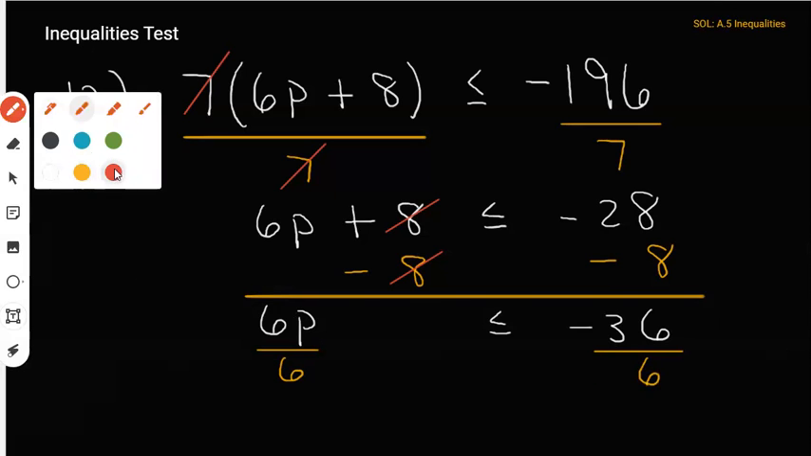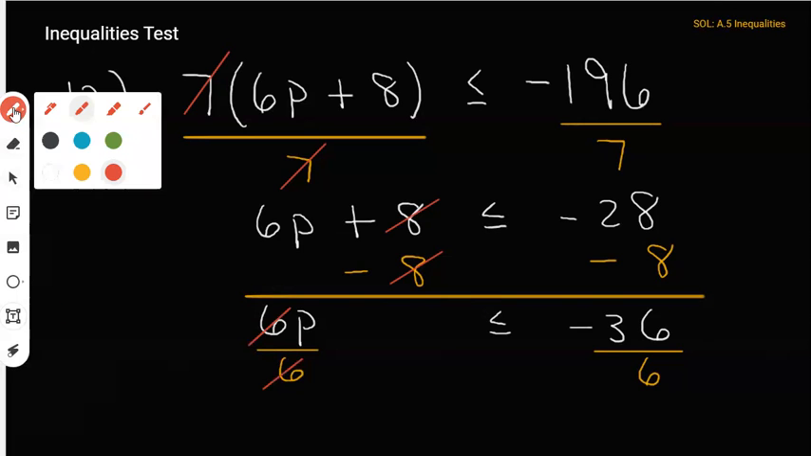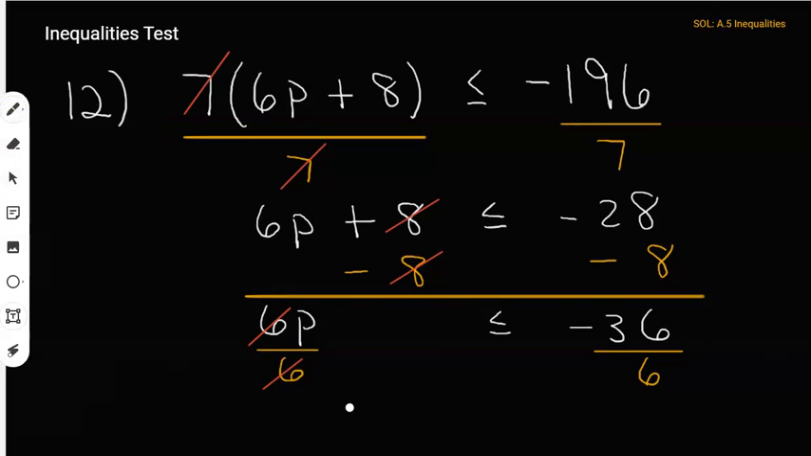So then the 6s are going to cancel out like that. I bring down the variable p, the less than or equal to, because I don't need to switch the sign. And then negative 36 divided by 6 is going to give you negative 6. And that's my answer.